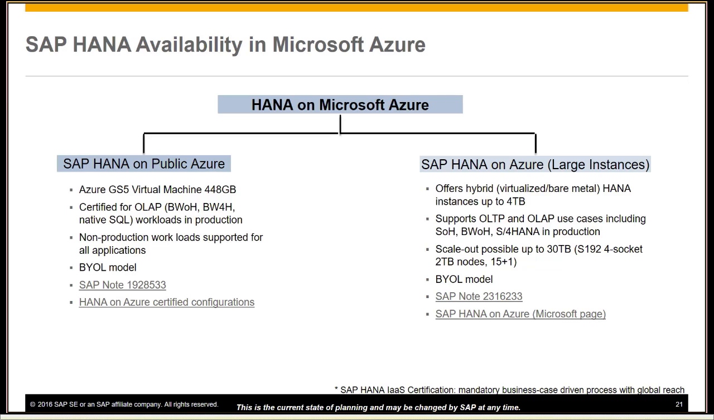Remember, when I say 4 terabyte of transactional applications, you are essentially looking at probably anywhere from 15 to 30 terabyte of traditional transactional data sets. Likewise, for analytical applications, SAP HANA is supported up to 30 terabyte in a scale-out architecture with 2 terabyte nodes with 15 plus 1. That means 15 active and 1 standby node. Again, these are all based on the bring your own license model. That means the SAP HANA license comes from SAP, and you will leverage the Azure cloud for the HANA deployments.